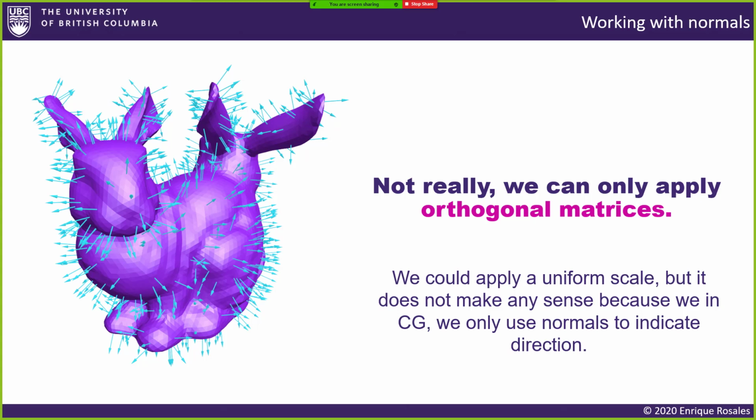Exactly. So we usually say that the vector is normalized, or the vector is unitary, right? It means that its length is equal to 1. And why do we need to have normalized normals? Because if you only care about the direction, you are avoiding scaling them, right? The direction is not changing if you apply a uniform scaling, right?